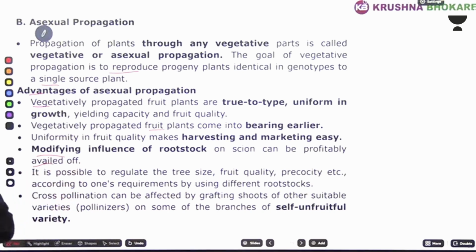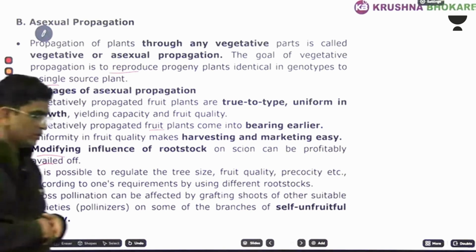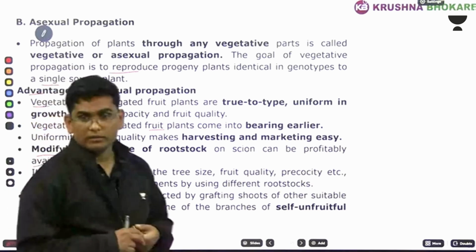Sometimes rootstock gives some modifying effect on the scion. Okay, so here we are combining rootstock and scion. What do you mean by scion? Aryan?